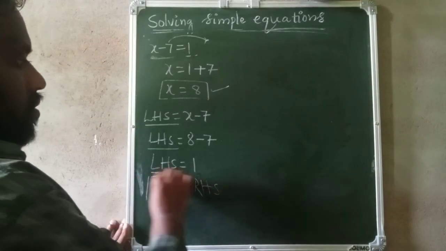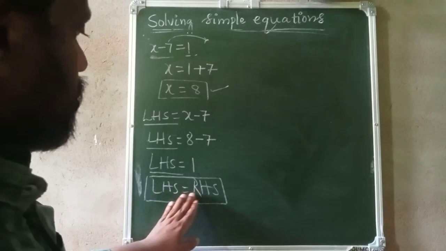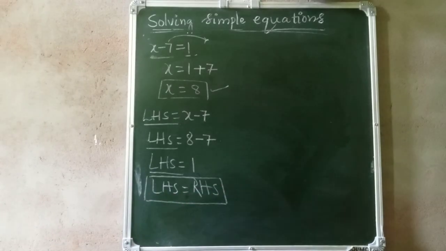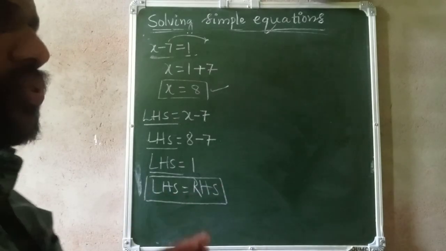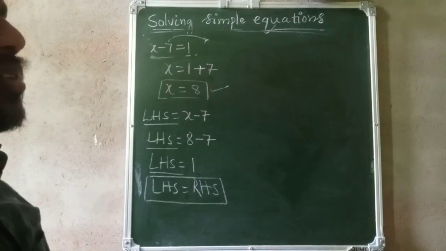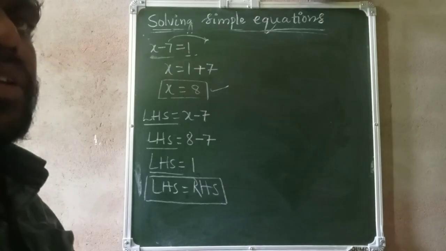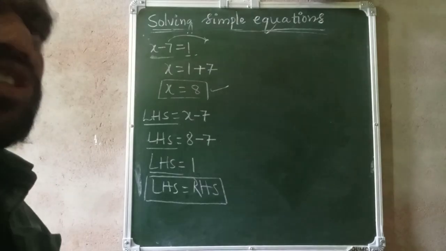Now see, we got LHS is equal to RHS. Okay. So remember, when LHS is equal to RHS, that means this answer is correct. x is equal to 8 is correct. So like that you can check the answer.